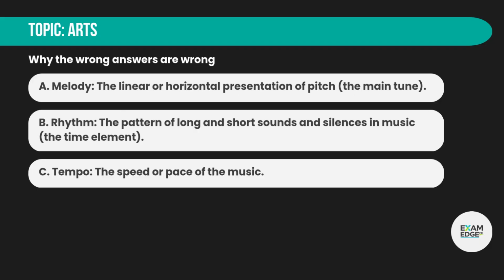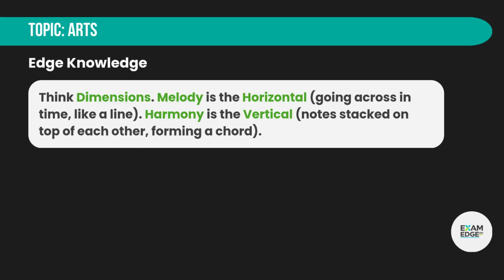A. Melody. The linear or horizontal presentation of pitch, the main tune. B. Rhythm. The pattern of long and short sounds and silences in music, the time element. C. Tempo. The speed or pace of the music. Edge knowledge. Think dimensions. Melody is the horizontal, going across in time, like a line. Harmony is the vertical, notes stacked on top of each other, forming a chord.